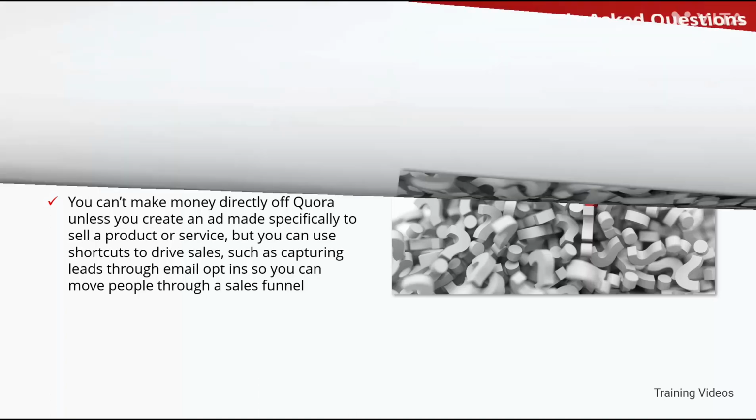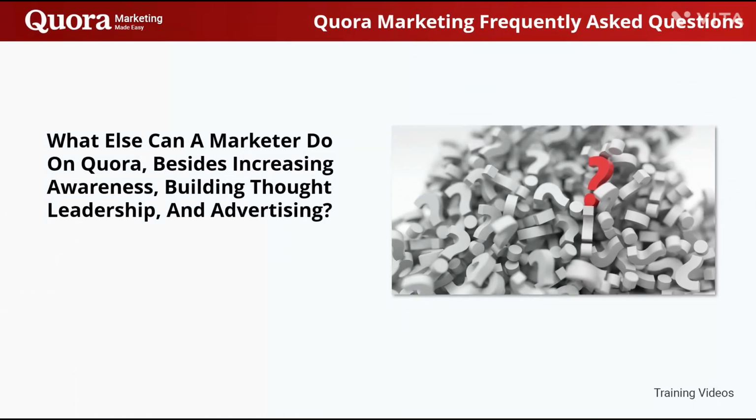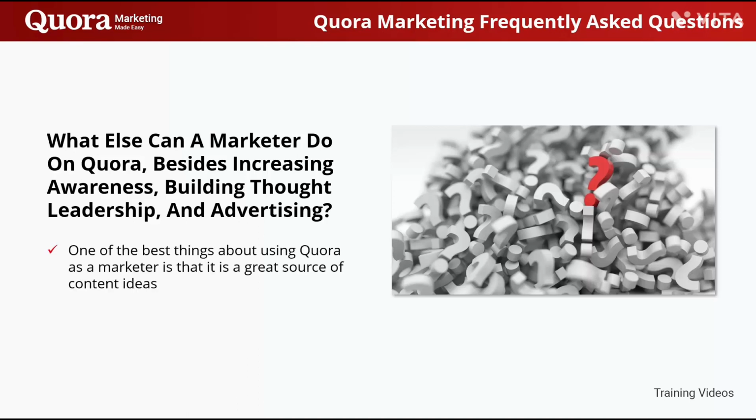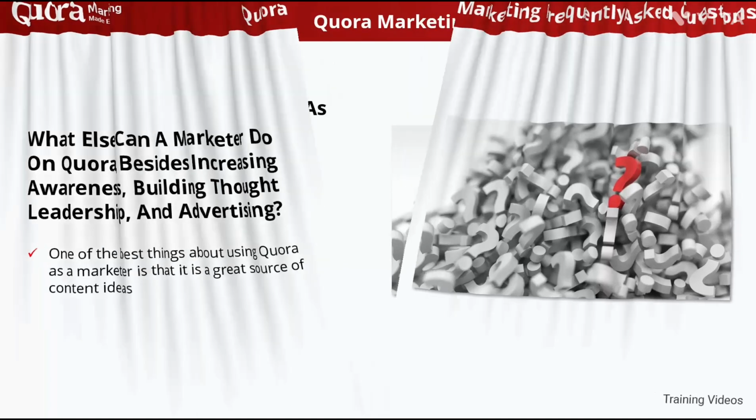What else can a marketer do on Quora besides increasing awareness, building thought leadership, and advertising? One of the best things about using Quora as a marketer is that it is a great source of content ideas. By checking the content created by top contributors in the categories that you follow, you will be able to see content from their personal point of view, which will allow you to create great content pieces with a more emotional touch, which is great for storytelling in content marketing.